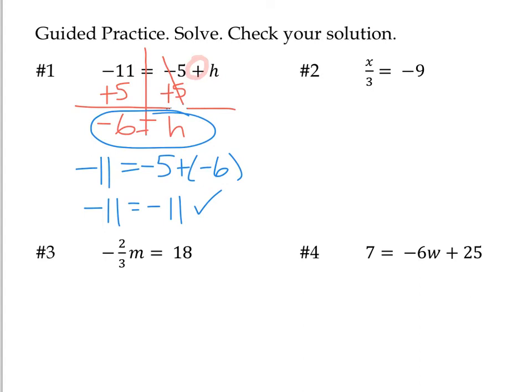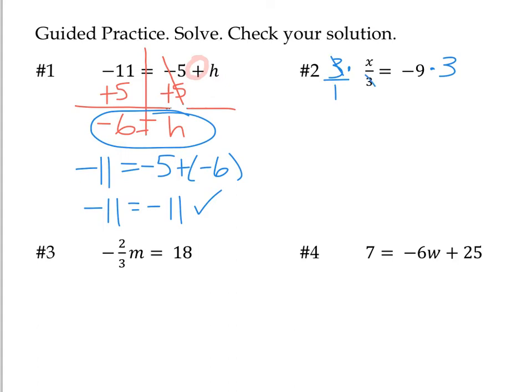All right, and then as we work through, we go to the one to the right of that, and we see x over 3 equals negative 9. Remember, a fraction is division. That's x divided by 3. So we can multiply both sides by 3. That would be like 3 over 1. So that's why those 3's cancel.